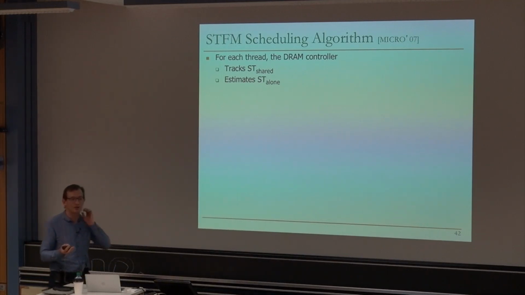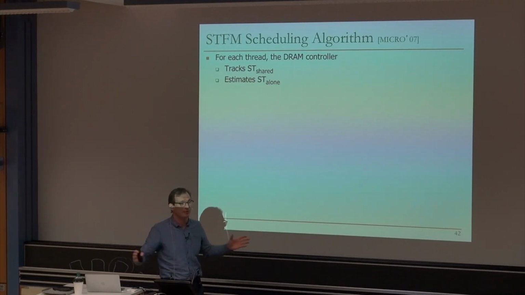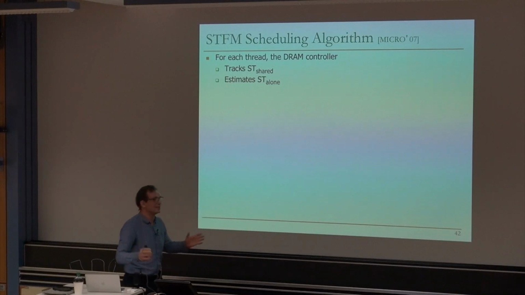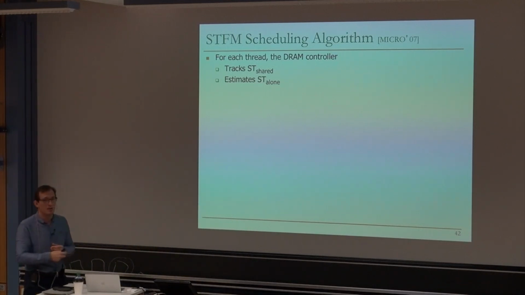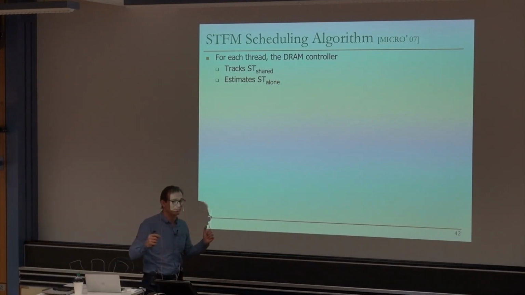How do you estimate the performance of a thread when it's running together with other threads, but the performance that you're trying to estimate is the performance that you would get alone when it's not running together with other threads? Basically, we would like to get stall time alone, but the thread is running together with other threads. How do you estimate that stall time alone?